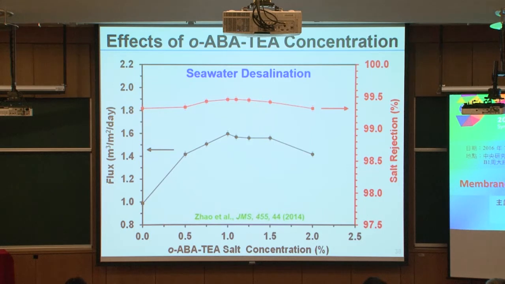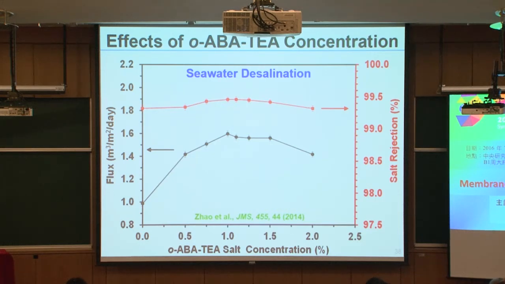So we plot the flux versus the amount of hydrophilic additive that we add in the aqueous solution. Before we add hydrophilic additive, our flux is about 1 cubic meter per square meter membrane area per day. And with addition of the hydrophilic additive during the reaction, we are able to increase it gradually. Okay? And then it reaches a maximum, and when we add more, it starts to come down.